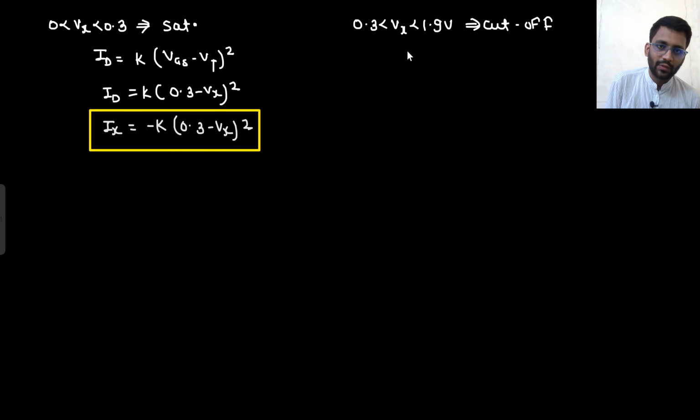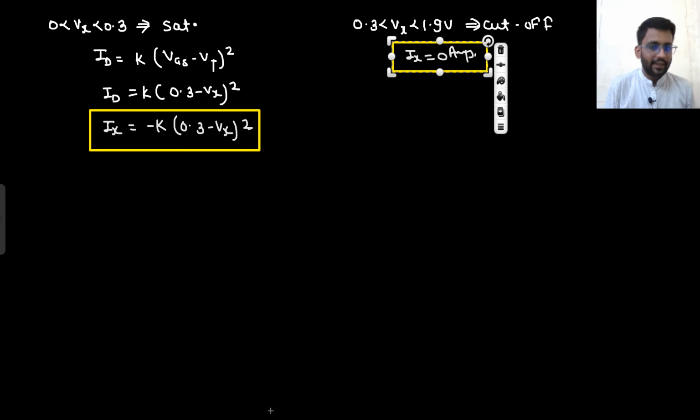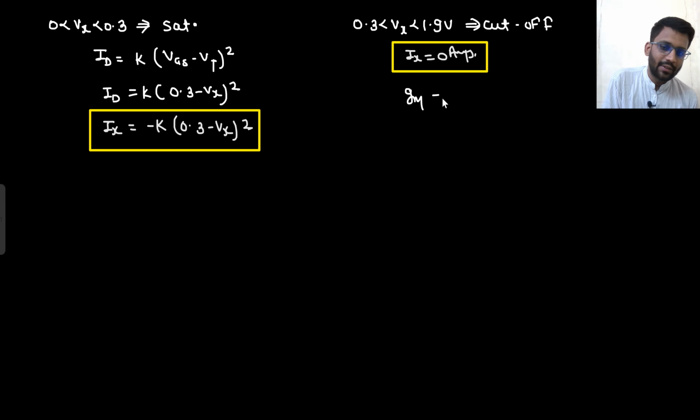If it is going into cutoff, that means your Ix is 0. Ix is 0 ampere. I can write down the value of Gm as well. So here what will be the value of Gm? If current is 0, then Gm is certainly 0.